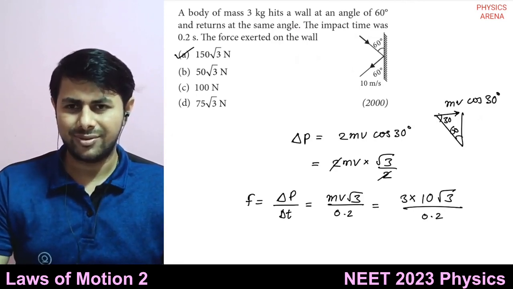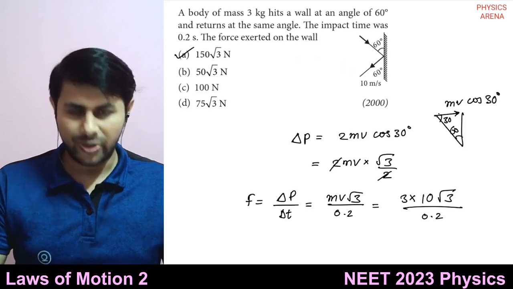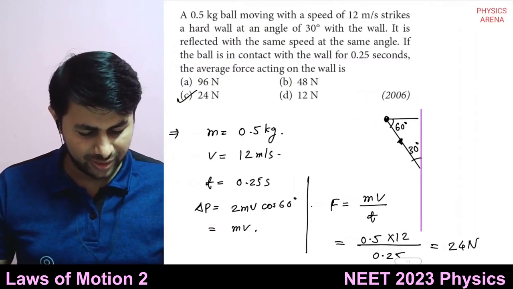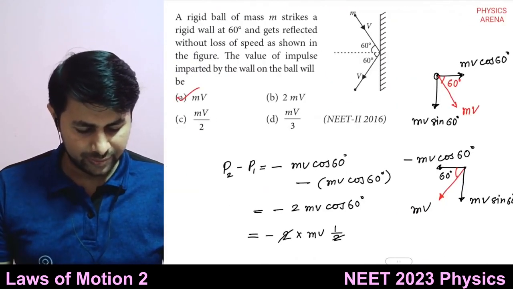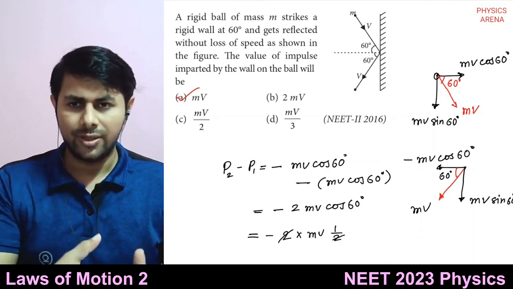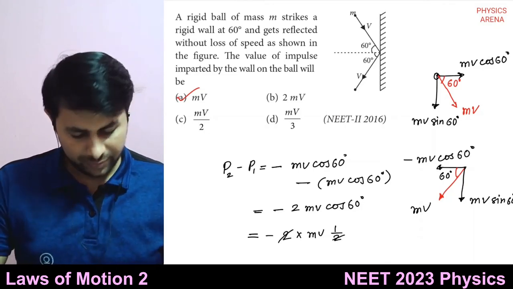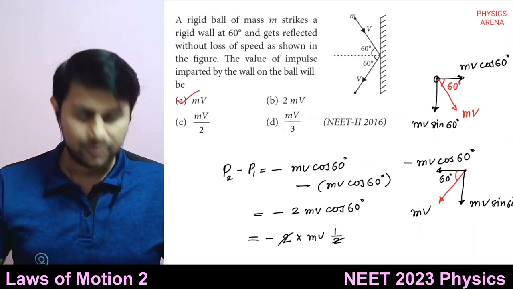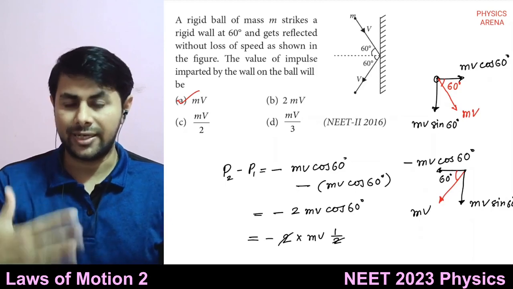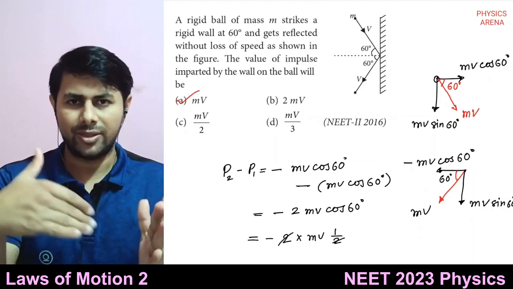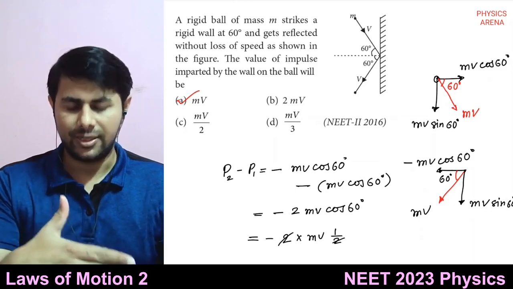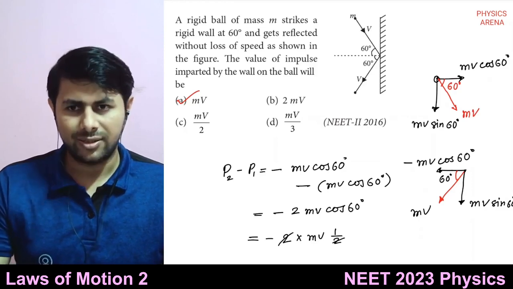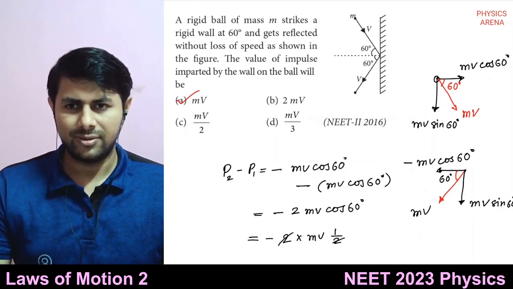Anybody can solve these, right? The important thing is the time in which you solve. So here we can remember one thing: when the ball hits the wall, there is change in the horizontal component only. Whatever the angle with the horizontal is, that is important, not the angle with the wall. If the angle with the horizontal is theta, then the change in momentum is 2 mv cos of theta.